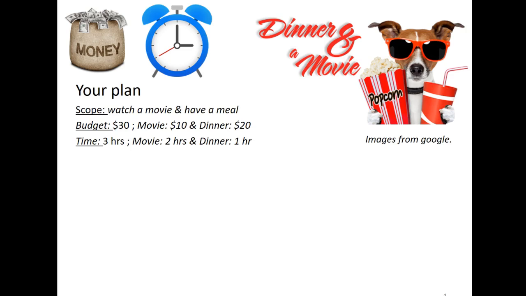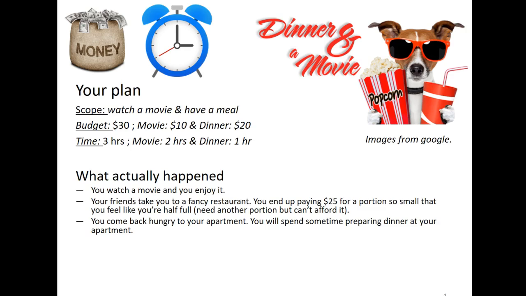So this is your plan with your friends, and this is what happens. You watch a movie and you enjoy it. Your friends take you to a fancy restaurant. You pay $25 for a portion so small that you feel like you're half full. It's like you need another portion but cannot afford it. You come back hungry to your apartment. You will spend some time preparing dinner at your apartment.